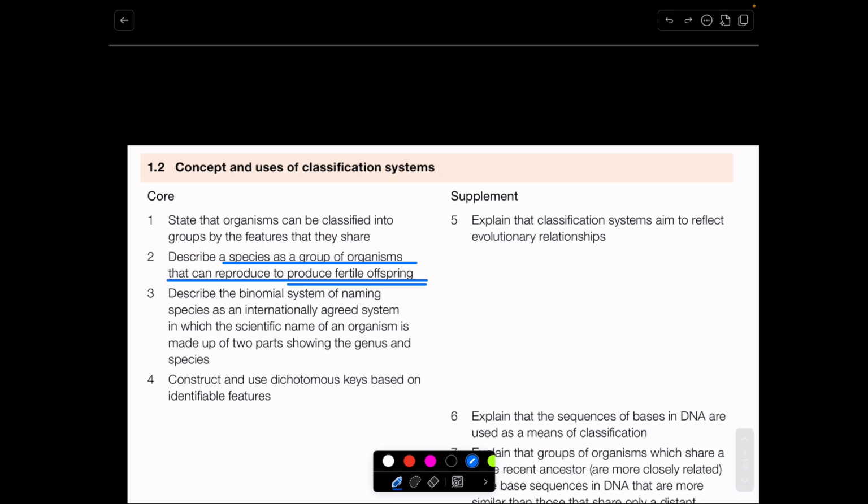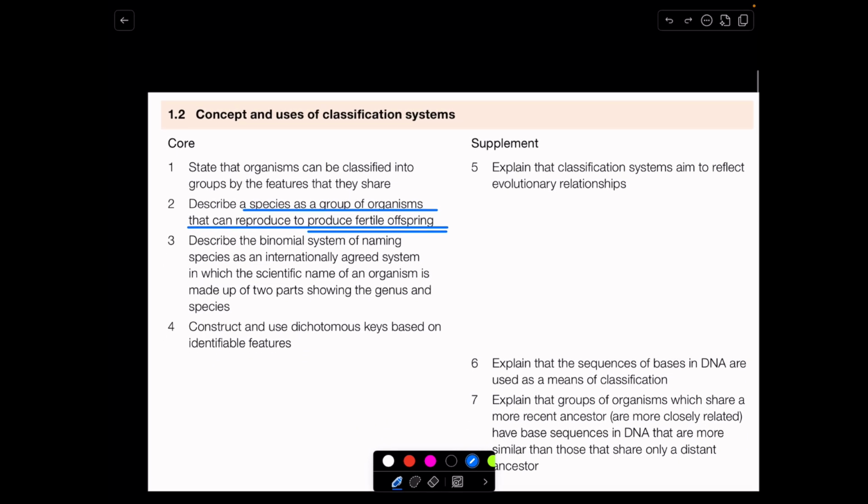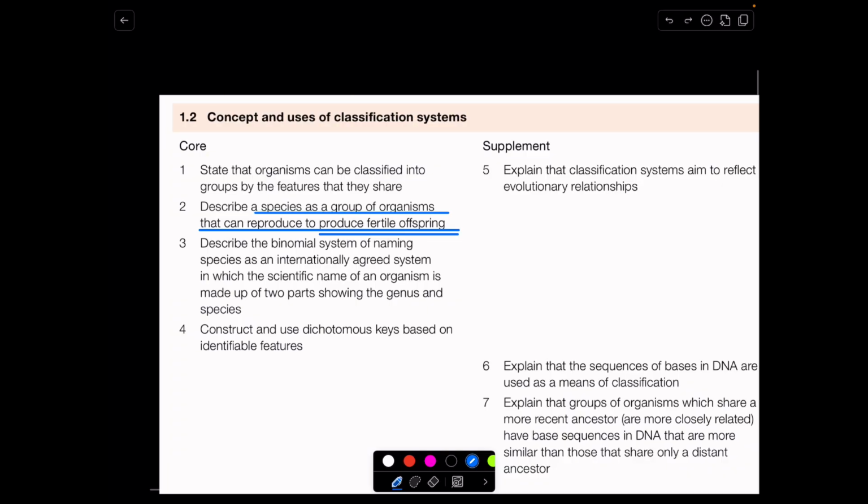That's why I say, guys, you have to remember the definitions from the syllabus itself, okay? So this is one you need to know. Now, the third point is describe the binomial system of naming species as internationally agreed. Now, the story behind this is as follows. So the scientists were like, okay, we need some naming system that works in Brazil, the US, that works in Middle Eastern countries, in European countries, whatever it is, okay? In Asian countries. And we can't be using different languages because scientists can't agree upon names then.